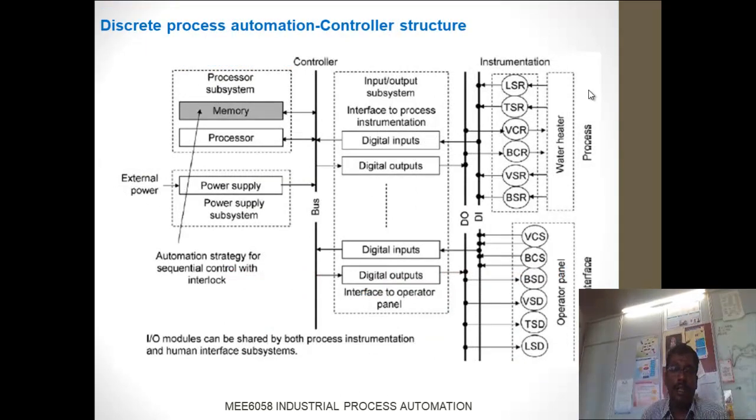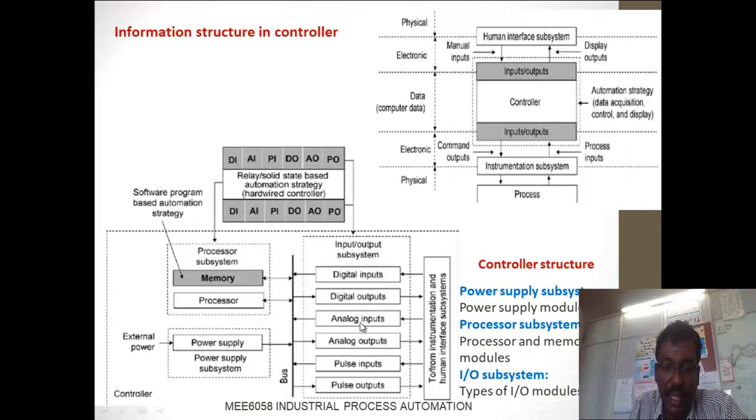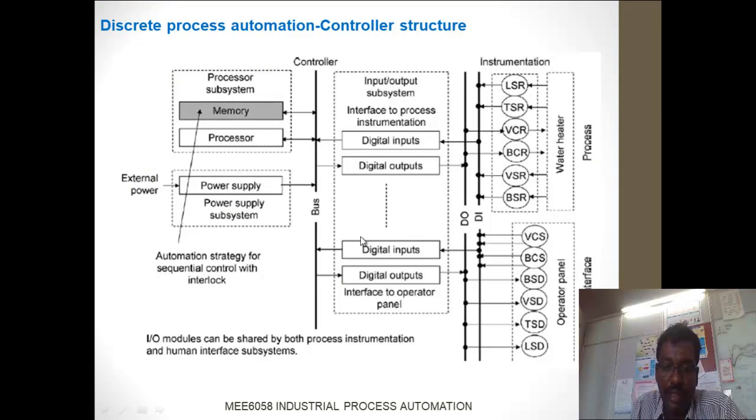If you come to the next slide, discrete process automation. It's a control structure. Okay, so what happens? The same structure. Okay, so what I said here, same thing, same process. Okay, so we have the power supply, process systems, and the IO systems. Okay, so what happens between the process and instrumentation?